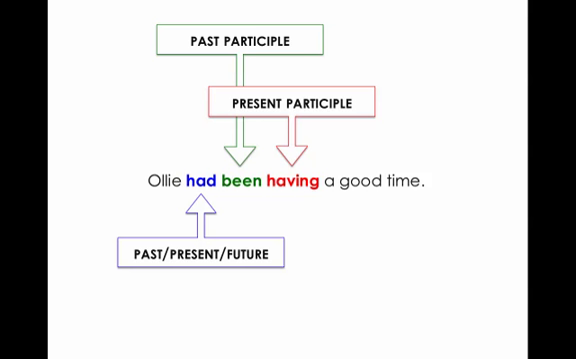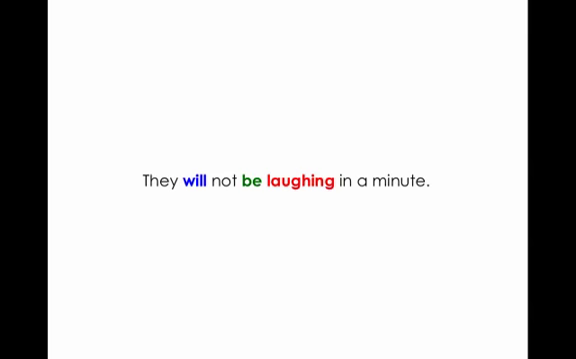They're helping us make a verb phrase, which tells us about the time and the tense and the aspect and all of that. And the red verb is the information word. But notice the structure. We've got the past participle plus the present participle. Let's go on to the next one.